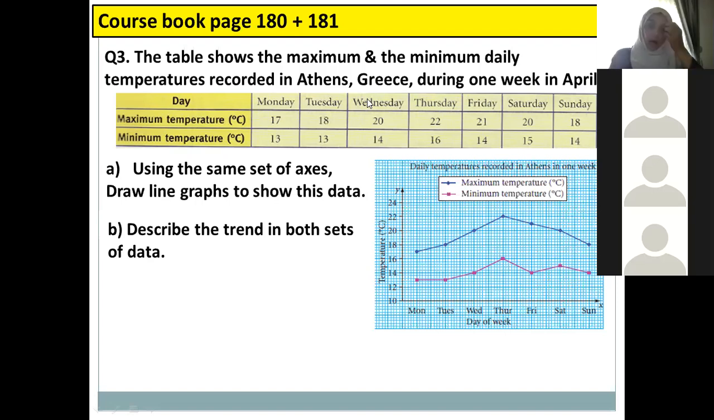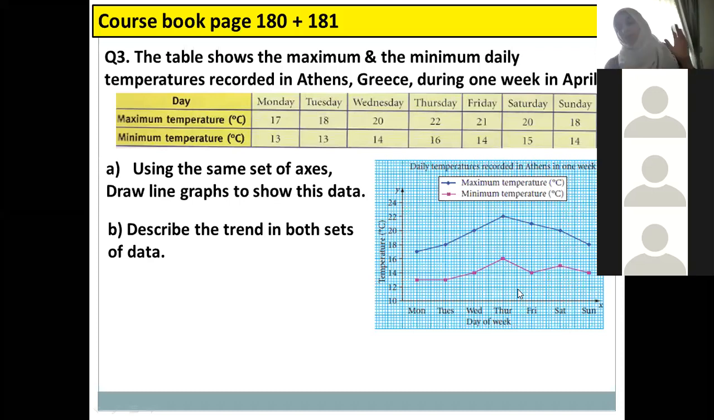Okay, from Monday to Thursday, they began increasing. Yes. Then they began decreasing from Thursday to Monday. So we can say, excellent Farouha, that's right. We can say that the temperature was increasing from Monday till Thursday, then a drop in the temperature gradually happened after Thursday. We can say that? Yes. Okay, that's great. Check the conclusion.